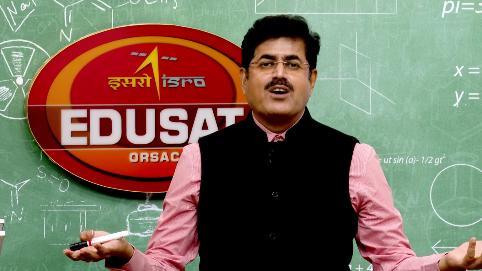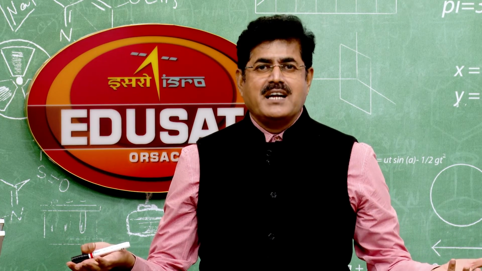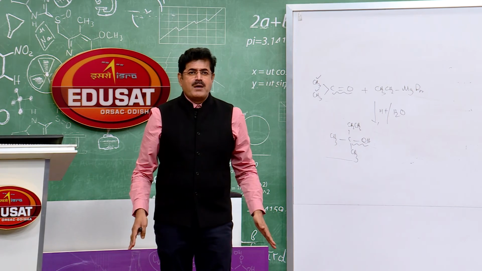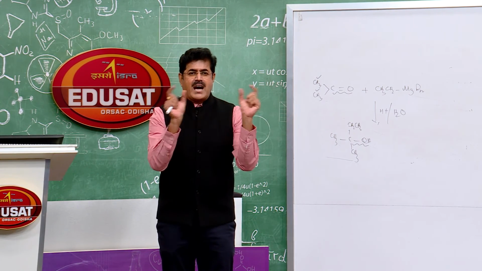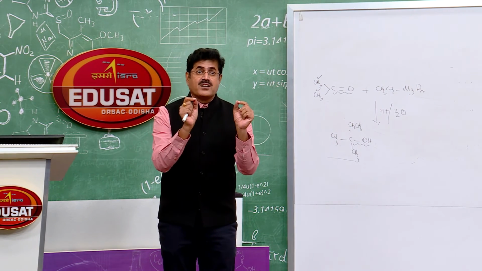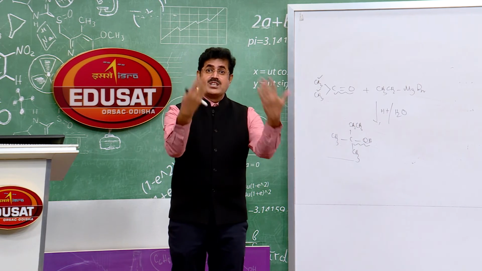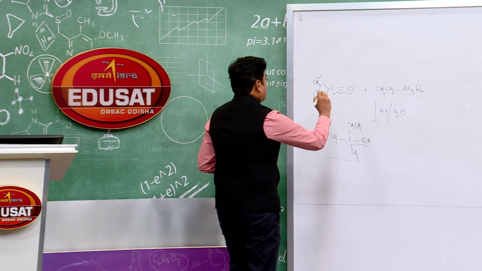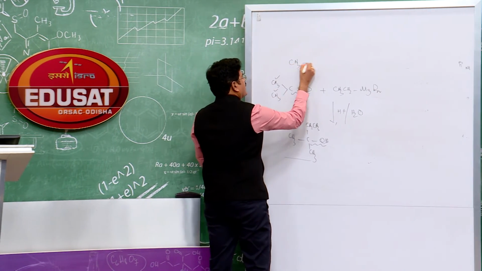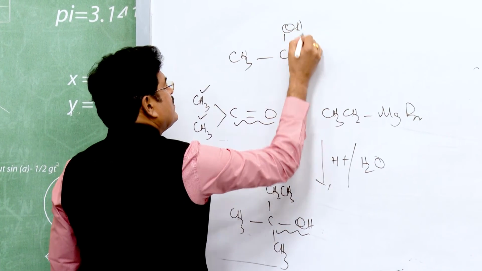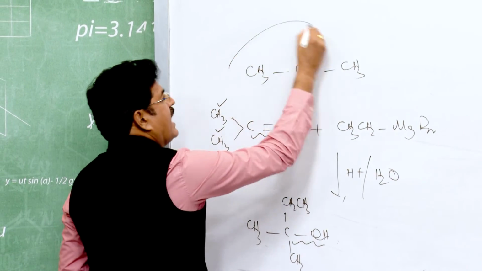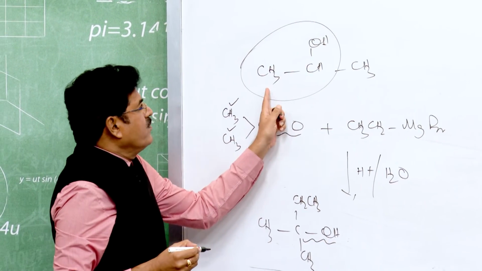So, secondary alcohol, how to prepare secondary alcohol? By using aldehydes. Which aldehyde? Except formaldehyde. So, which aldehyde do we have to use to prepare isopropyl alcohol by using a suitable Grignard reagent? Aldehydes other than formaldehyde. Let me show you once again here. This is isopropyl alcohol, and this is the aldehyde.